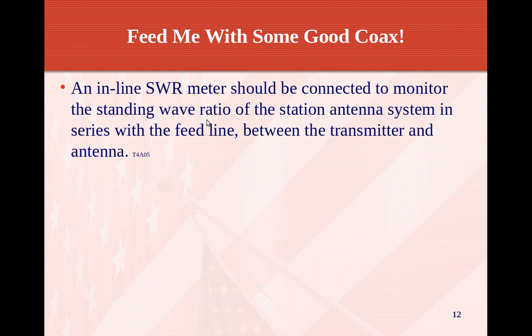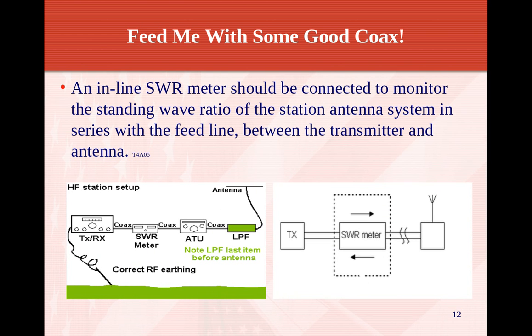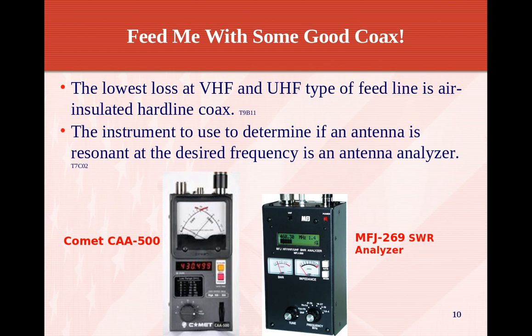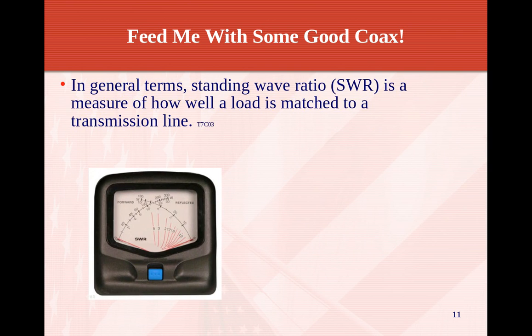Okay, an inline SWR meter should be connected to monitor the standing wave ratio of the station antenna system in series with the feed line between the transmitter and the antenna. So I like to do this once a year. Just throw my SWR meter on there and double check, make sure everything's in alignment. Make sure I don't have any water intrusion. You want to inspect your coax cables every year as well.